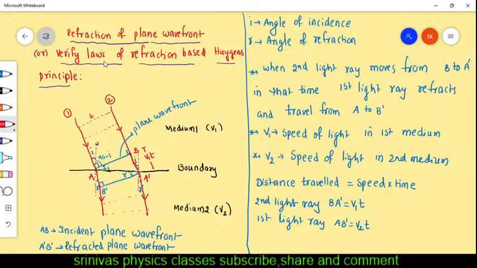We have to verify the laws of refraction. There are two laws. One is Snell's law, and the other is that the rays lie in the same plane. Okay, I'm going to erase.